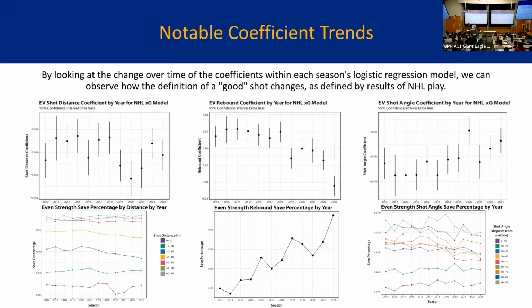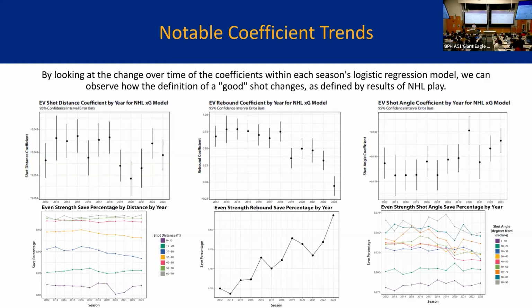And then, if it'll load. There we go. So here are some interesting results that we found when we ran these logistic models for each season. In the top middle graph, you can see the rebound coefficient. And interestingly, over the past 5 seasons, it has taken a drop towards 0. That indicates that rebounds are becoming less of a factor in predicting whether a shot will become a goal. And that's backed up by the save percentage plot right below it. Save percentage is increasing over time on shots that were classified as rebounds.